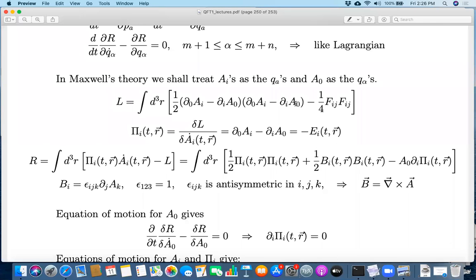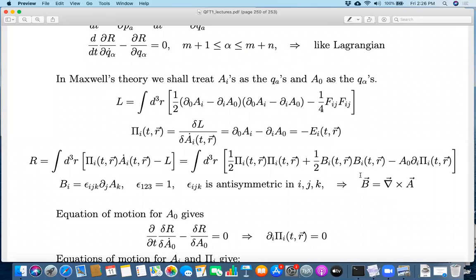So this gives a gradient of phi, and this gives the time derivative of A. Yes, this time derivative of E. So this part is the electric field. This part F_ij is like del_i A_j minus del_j A_i, right? So del_i A_j minus del_j A_i is like the curl of A, right? And curl of A is normally what we think of as a magnetic field. So that's why this is more like a magnetic field.